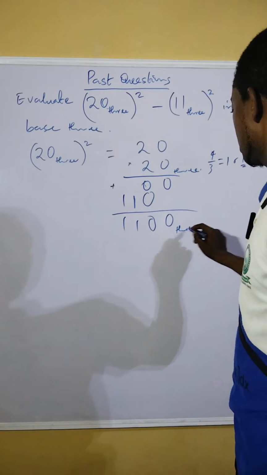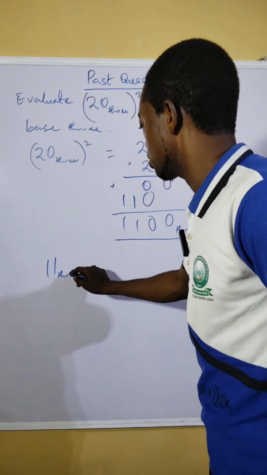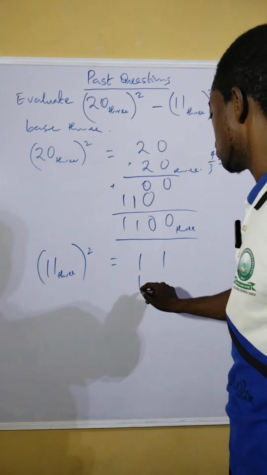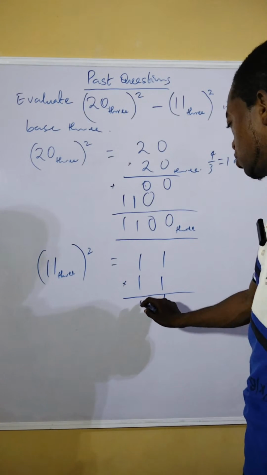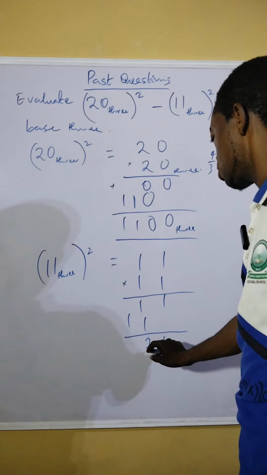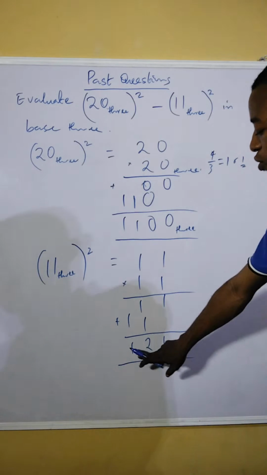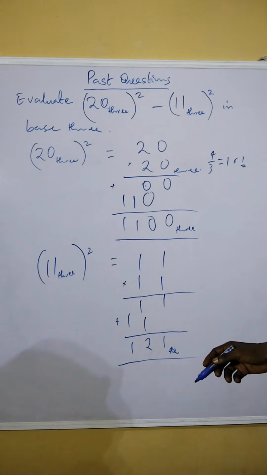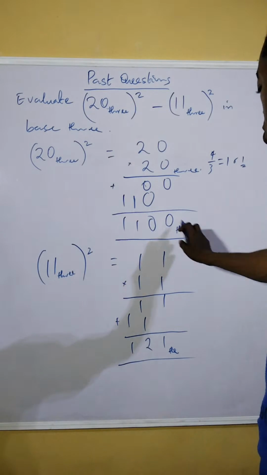Now, let's keep this for the first term here. Also for 11 base 3 square, it means we have 11 times 11 in base 3. And here we have 1 times 11, 11. Also 11. And here we have 121. When we add in base 3, since there is no number here up to 3, we are free to write it. Now, it means that what we have now will be 1100 minus 121.